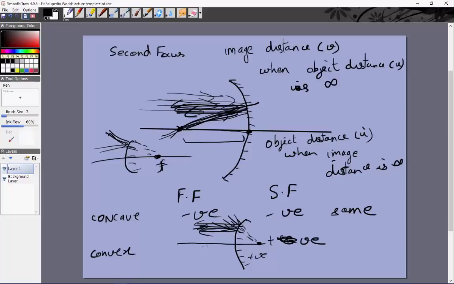The sign convention: the pole is the origin, direction of incident rays are the positive direction, vertically upward is the positive direction. Second focus, point where parallel rays meet. First focus, point from where rays should diverge so they emerge parallel. For mirrors, they both are exactly the same. For lens, they'll be on either side of the lens and they'll be the opposite.